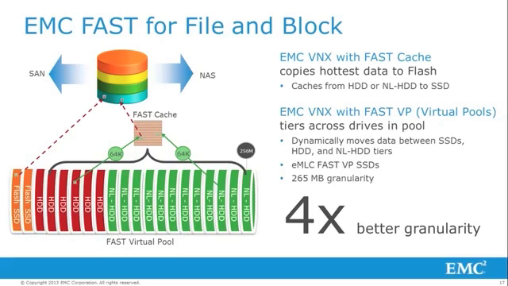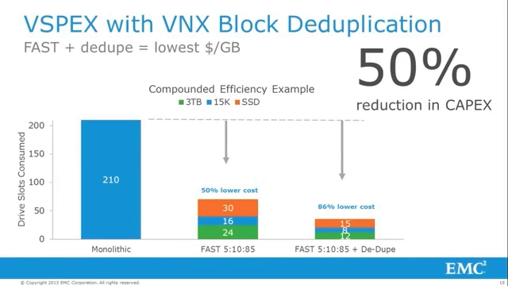The EMC FAST Suite tiers both block and file data across heterogeneous drives and boosts the most active data to cache, ensuring that customers never have to make concessions for cost or performance. FAST Cache dynamically absorbs unpredicted spikes in system workloads. As that data ages and becomes less active over time, FAST VP tiers the data from high performance. This functionality has been enhanced with 4 times better granularity and with new FAST VP solid-state disks based on enterprise multi-level cell technology to lower the cost per gigabyte.